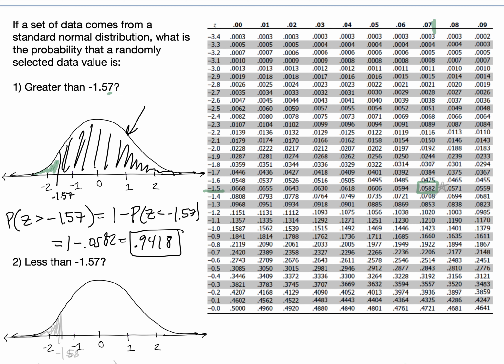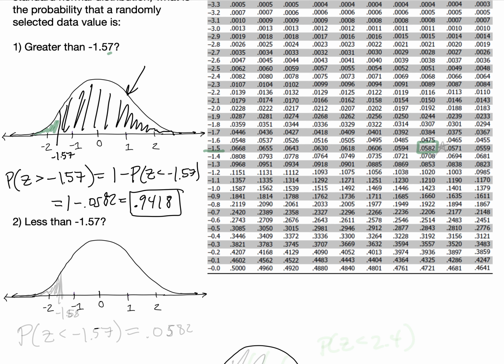For a probability that it's less than negative 1.57, well, we've already found that because the table already gives things in terms of less than, so it's this value we've already found. The probability that z is less than negative 1.57 is equal to 0.0582, so that is our probability. If we wanted to draw that, here is around negative 1.58. Here's the shaded region that we're talking about, a probability of 0.0582, or about 6%.